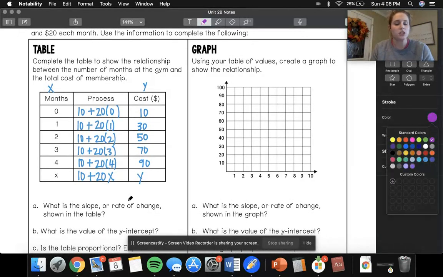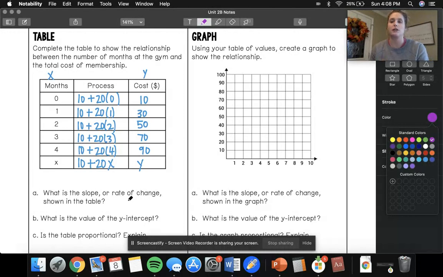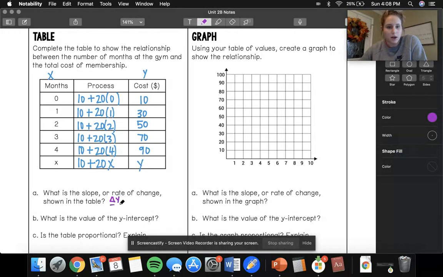Okay, so the first question is, what is the slope or the rate of change shown in the table? So we're just going to do the change over the change. I'm going to do the change in the y values over the change in the x values. So how do we go from $10 to $30? We go up 20. So the change in the y's is going up by 20s every time. Then the change in the x's, how do we go from 0 months to 1 month, it's going up by 1s. So the slope is a 20 to 1 ratio, or just a slope of 20.